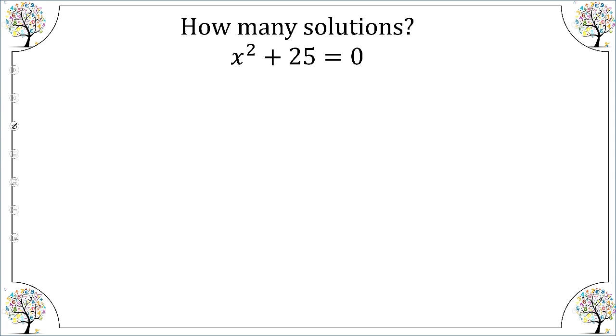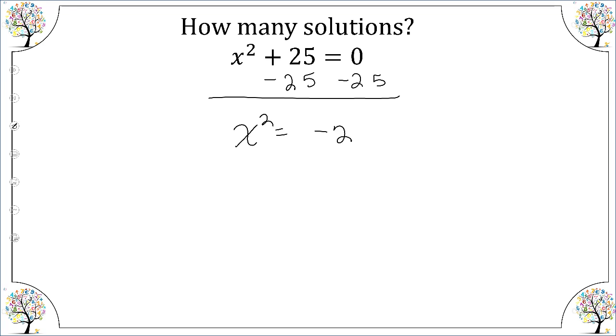Okay, here we have x squared plus 25. X is being squared, and then we're adding, so we're going to work backward and subtract. Subtract 25 from both sides, the subtraction property of equality. We are going to undo squaring, which is taking the square root. When I take the square root, I have to remember the positive negative.